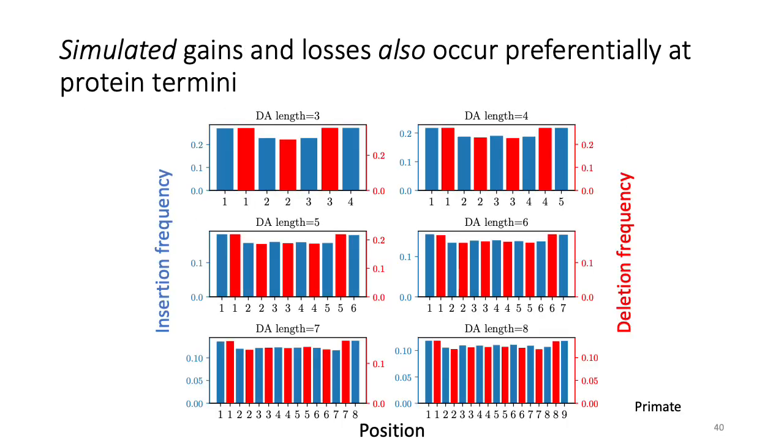To determine whether the simulator recapitulates this behavior, we tabulated the positions of accepted gain and loss events in simulated domain architectures of lengths 3 to 8 in the primary simulations. Remarkably, there is a clear preference for terminal over internal gains and losses.